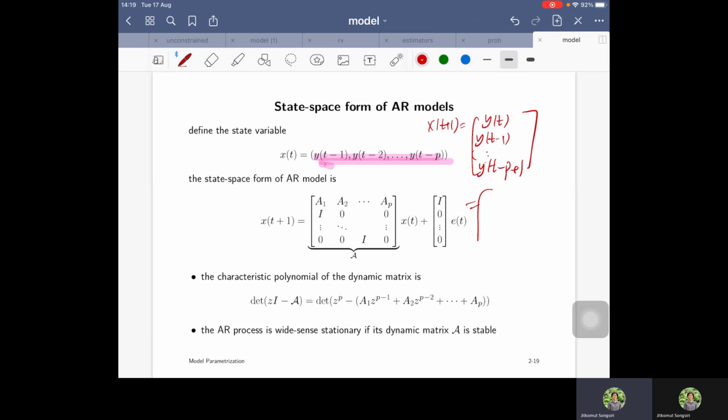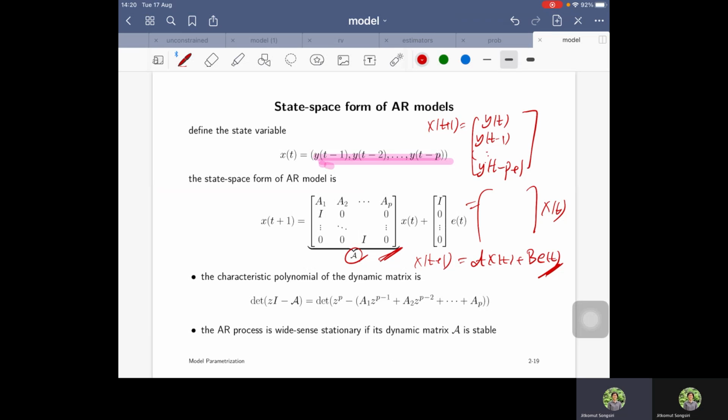Now represent it as a state space form. This is the dynamic matrix A you're going to get. So you can say x_{t+1} equals big A x_t plus b e_t. So the AR process turns out to be just a state space equation where you look at the white noise process as the input.